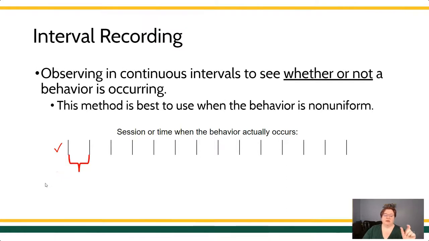In the second period, did the behavior happen or not? If it happens, put a check mark. If it doesn't happen, leave it blank. So on and so forth. So I'm going to continue going here. And this particular client that I was observing engaged in the behavior during interval one, interval three, interval seven, interval 11, and interval 13 of 14 intervals.